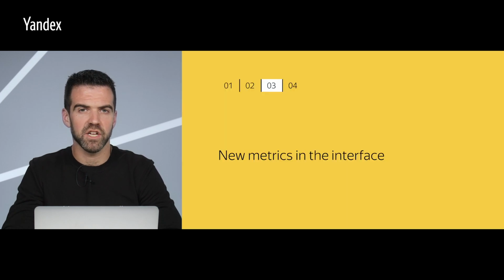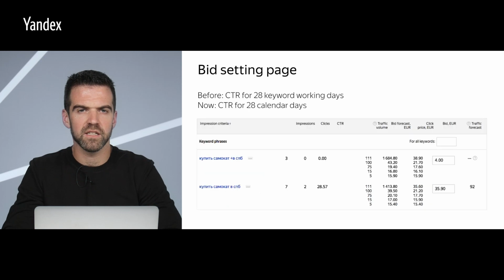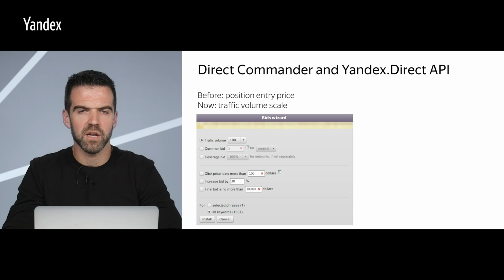Now let's look at what has changed in the interface. You have already noticed that you now see traffic volume instead of display positions. CTR is now shown for 28 calendar days. Direct Commander and the Yandex Direct API now show a traffic volume scale. Let's see what has changed in statistics.